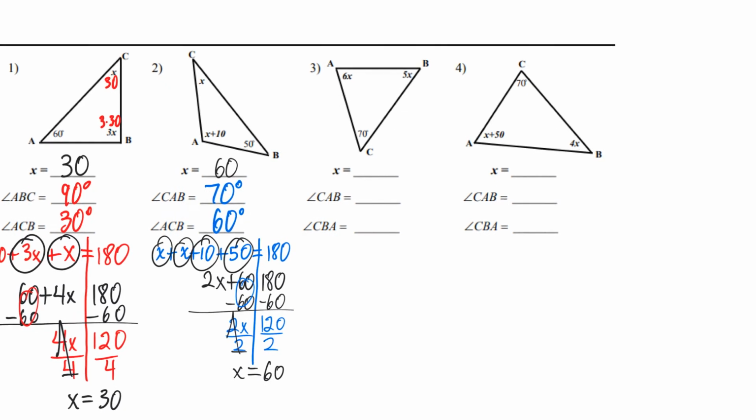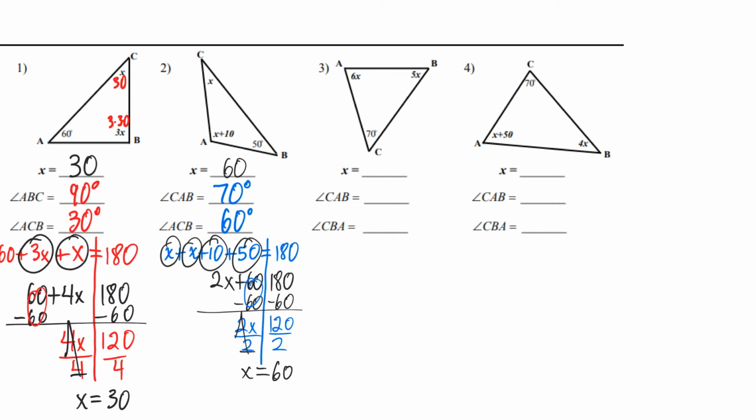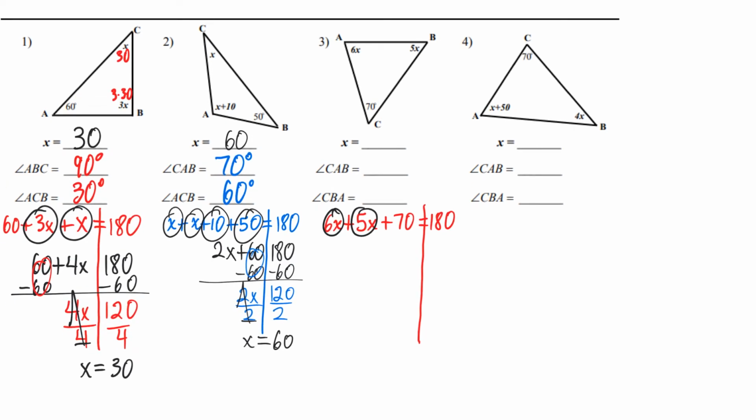Okay, number 3. Somebody else who hasn't answered yet. Somebody tell me how we're going to set this equation up for number 3. Okay, good. So 6x plus 5x plus 70 equals 180. All right, so when we combine like terms, we got 6x and 5x. How many x's is that? 11 x's. So we have 11x plus 70 equals 180.